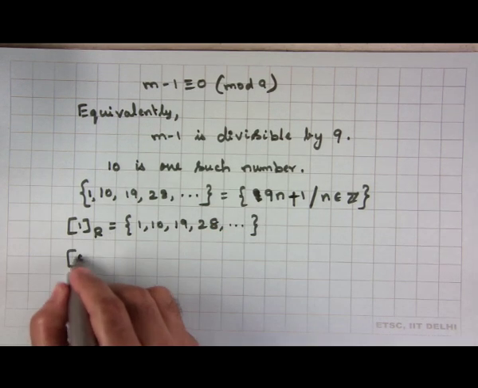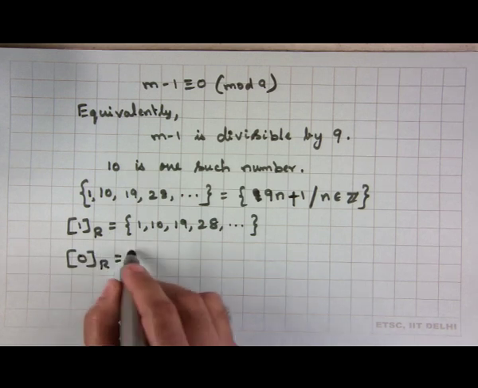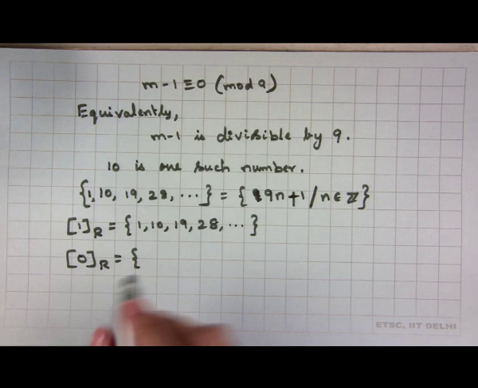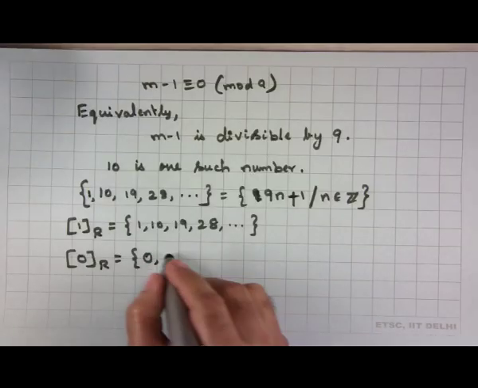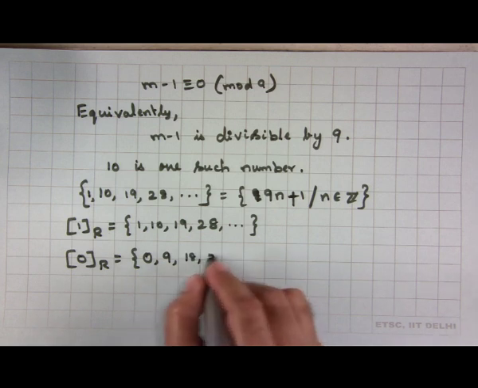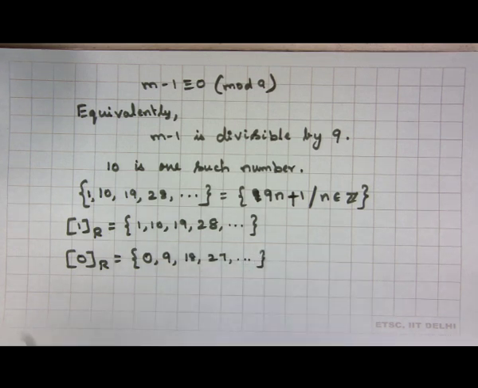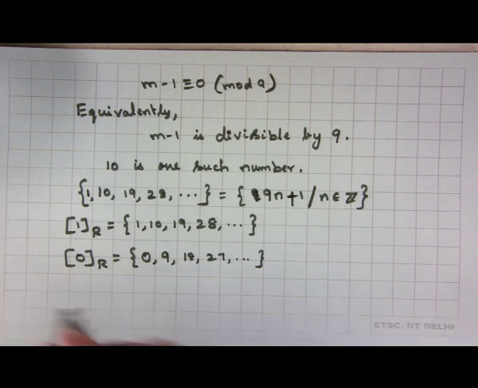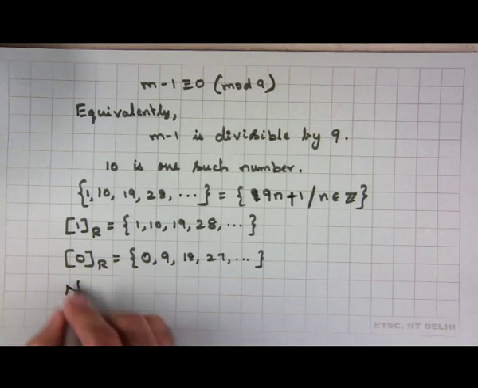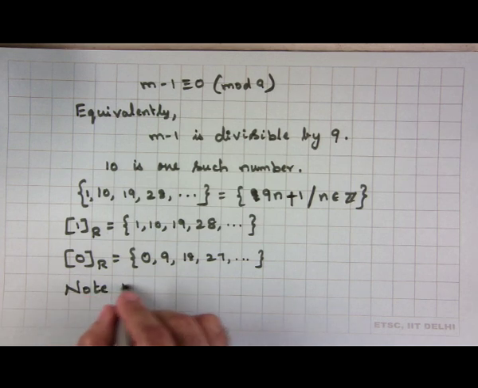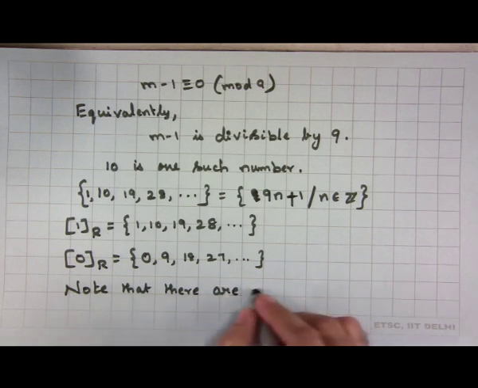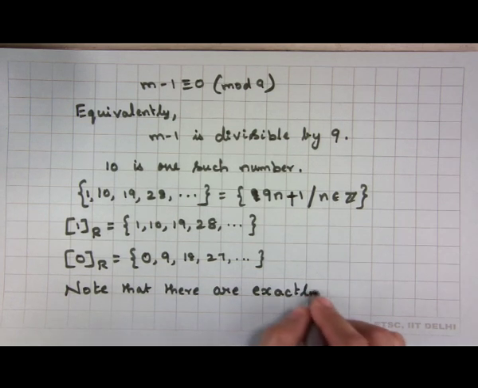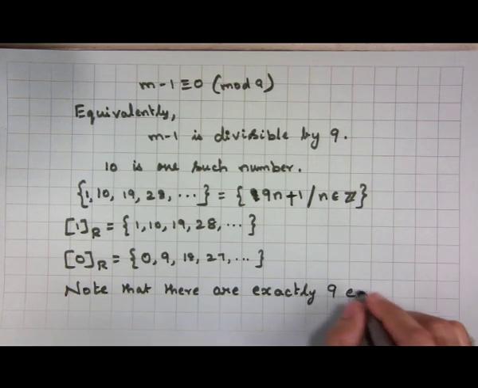We have 0. Let us look at the one corresponding to 0, which means that m should be all those integers that are divisible by 9. Of course, we have 0, 9, 18, 27, etc. And I will just leave it with a final note saying that, note that there are exactly 9 equivalence classes.